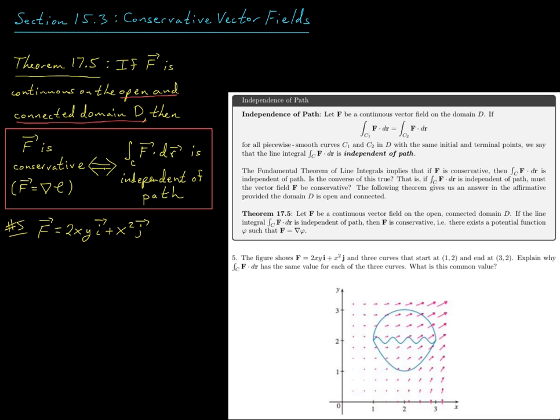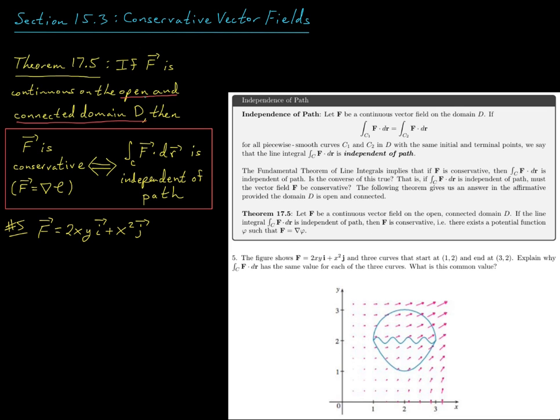Okay, so what about the other direction? If I know the line integral is independent of path, does that imply that the vector field f is conservative? And it turns out that that is true, provided your domain D is open and connected. So that's the content of theorem 17.5 in the text. It says, let f be a continuous vector field on the open connected domain D. If the line integral is independent of path, then the vector field f is conservative.